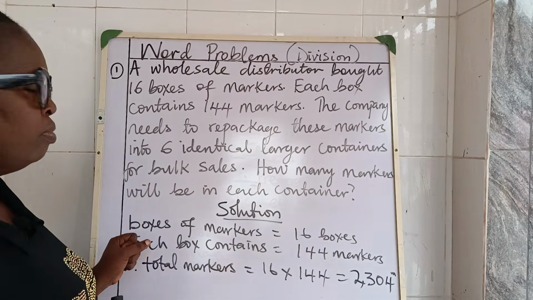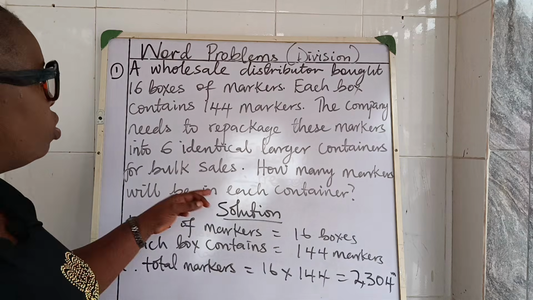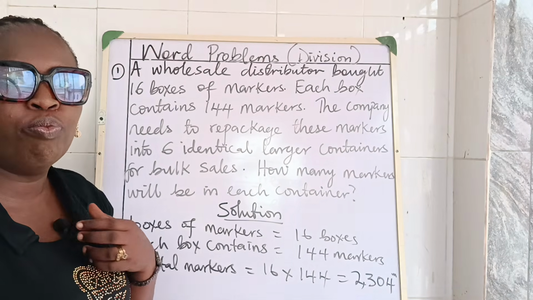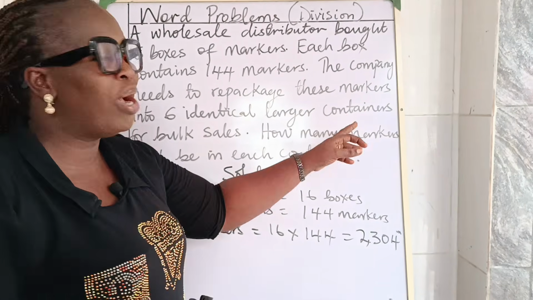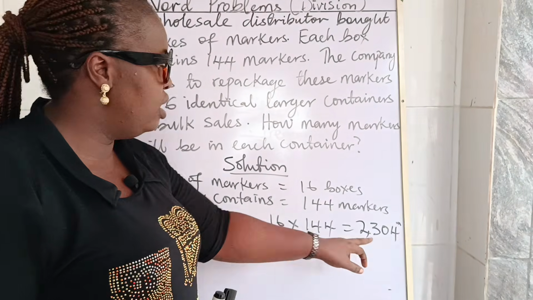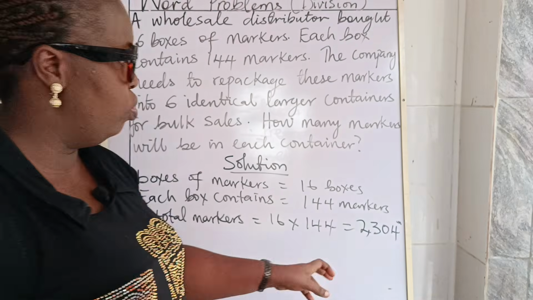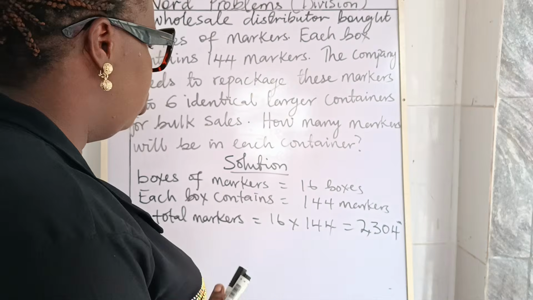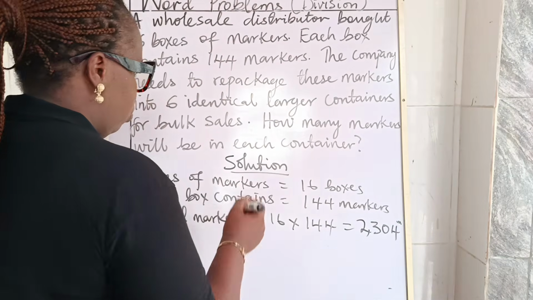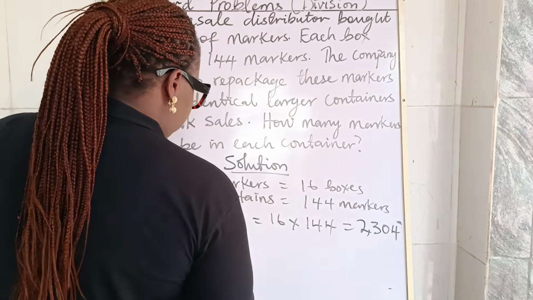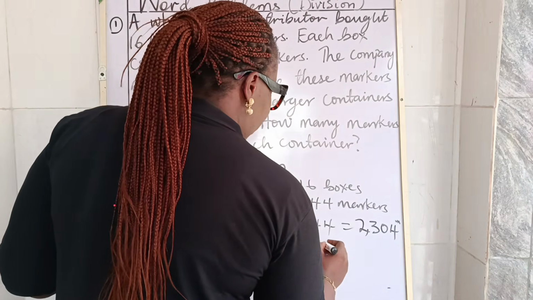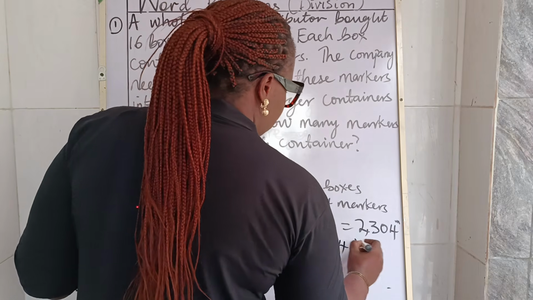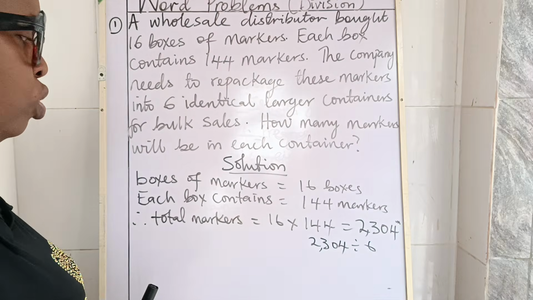It didn't stop there. Now, the company wants to repackage it into 6 identical larger containers for bulk sales. They have to repackage it now. To repackage this into 6 is asking us to do what? Divide 2,304 by 6. So we are going to use our long division to divide. 2,304 divided by 6 for us to be able to get how it's going to be.